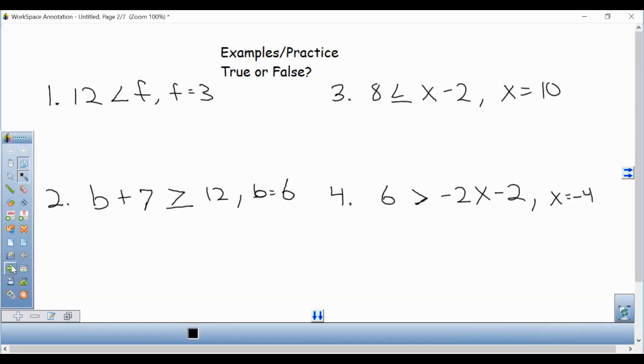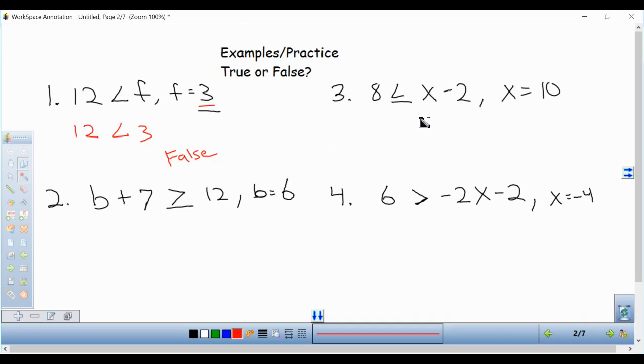Okay, let's move on. Some examples. Kind of get into solving here a little bit. Here, we're going to see if these are true or false. Number 1 says 12 is less than f. We have a variable here. And it also tells us that f equals 3. So we're going to take this 3 and we're going to plug it in. So 12 is less than, instead of f, we're going to plug what f is. 12 is less than 3. Is that a true statement? 12 is less than 3? No, it is not. It is false.